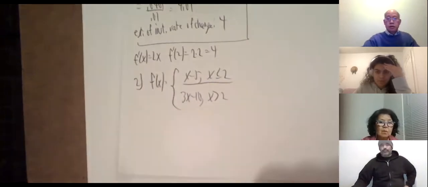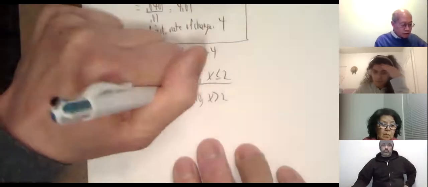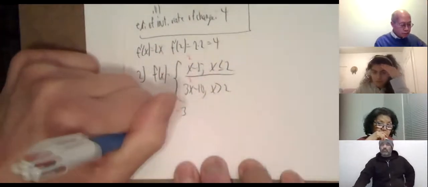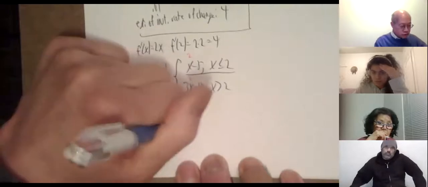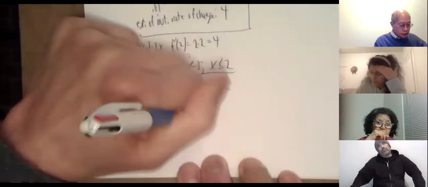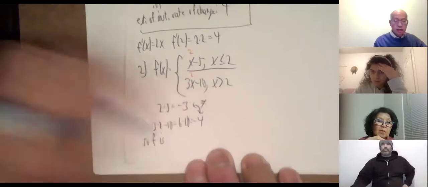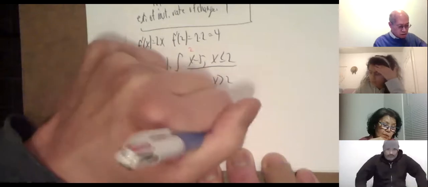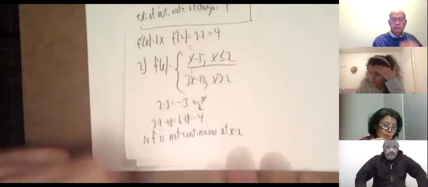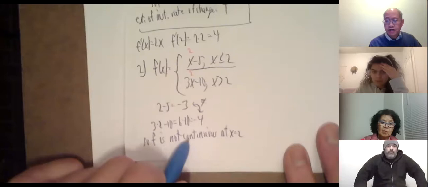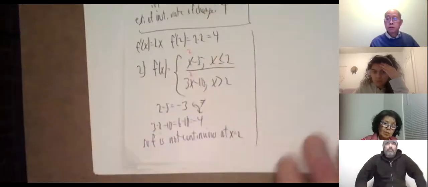Okay, so in order to work this problem out, just put a 2 right there and put a 2 right there. So 2 minus 5 is negative 3. And 3 times 2 minus 10 is 6 minus 10, which is negative 4. And you can see they're not equal. Not equal. So f is not continuous at x equals 2. Okay, but let's pretend this came out to be negative 3. This also came out to be negative 3. Then we would say, yes, the function is continuous at x equals 2. Okay.